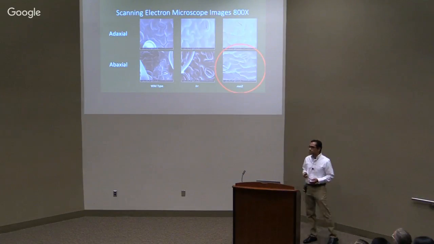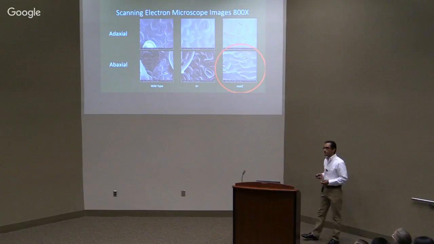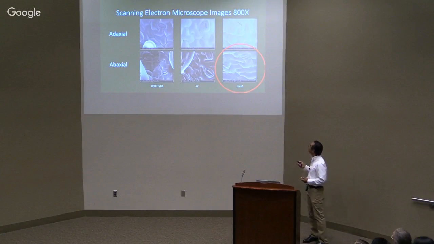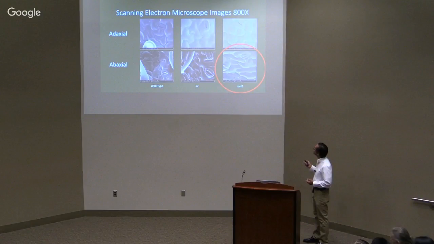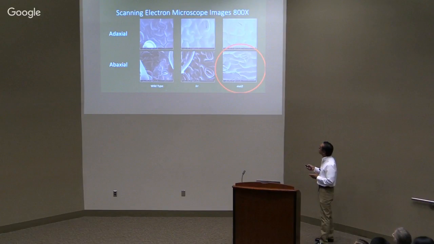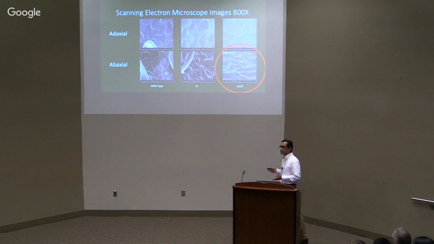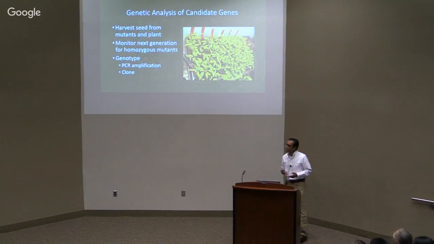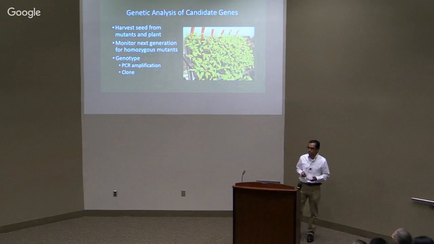MY2 seems to follow the same pattern as the trichome structure, where you'll notice that both the abaxial and the adaxial are somewhat similar, and they're very different from the abaxial on the wild type, where it looks like the top and the bottom are very similar. So this is very promising to look at. And what we wanted to do was then consider next steps.